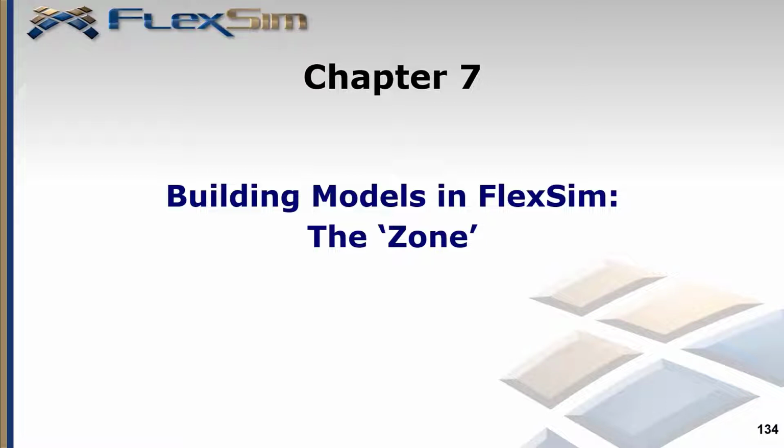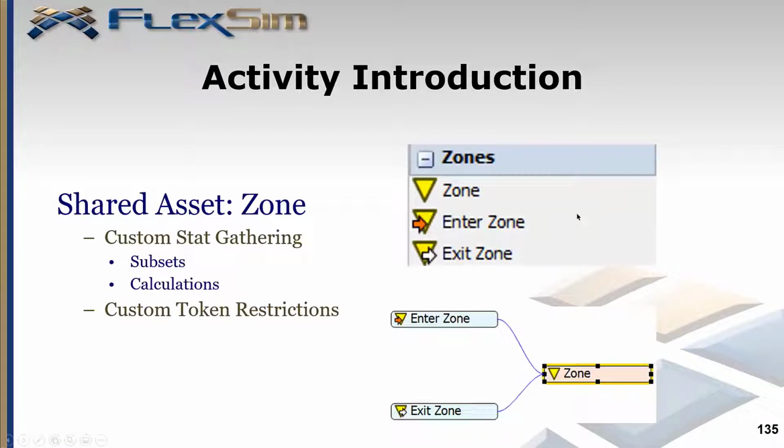And that's in describing a tool that is available to us via process flow called the zone. Now, the zone is one of our shared assets that we introduced yesterday. That means it has some similarities to the resource that we've already seen, but it also has some pretty important differences. When using the zone, the two things it is primarily used for are to help us gather customized statistics and also establish rules for how tokens are permitted to flow around in our model.